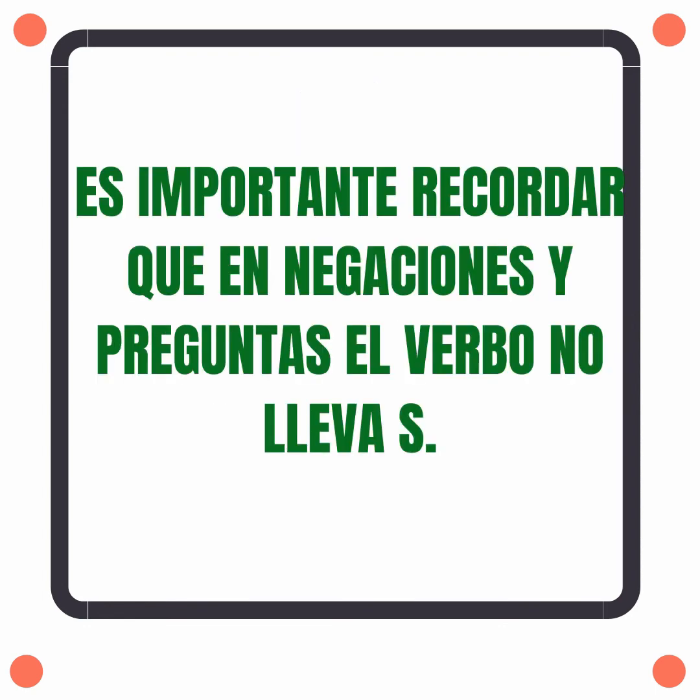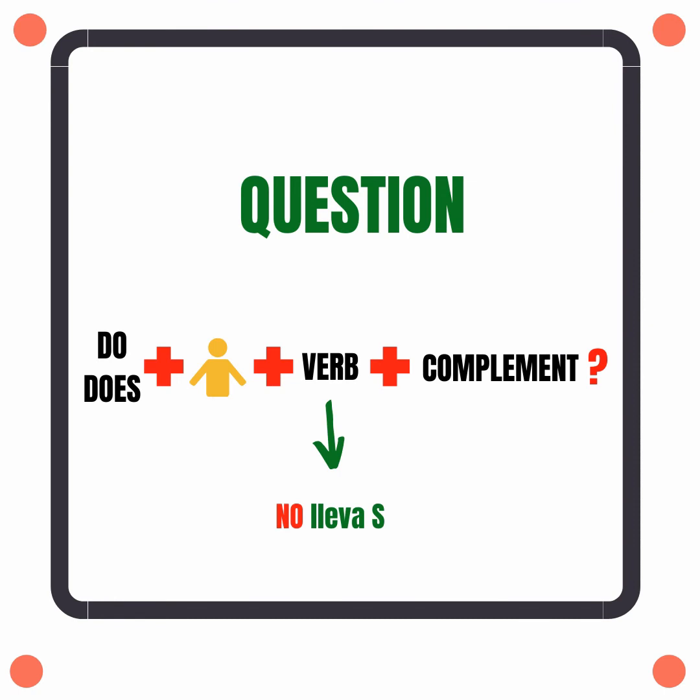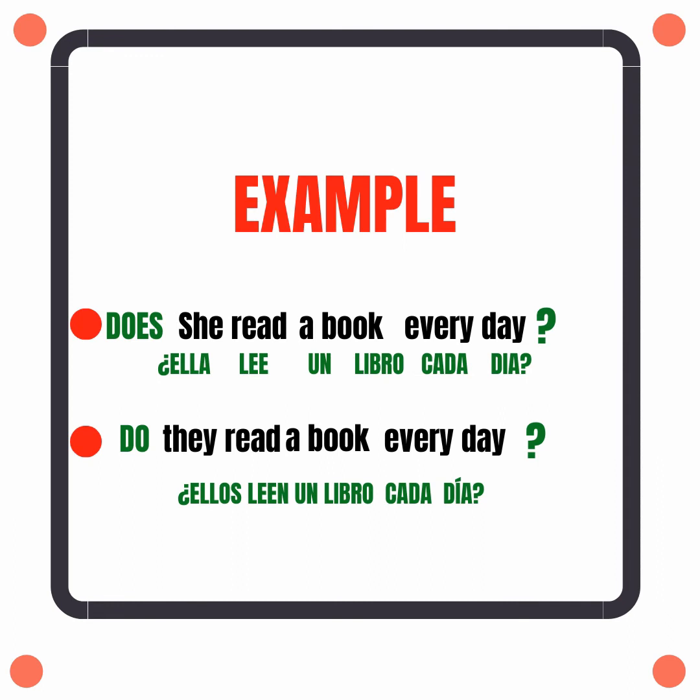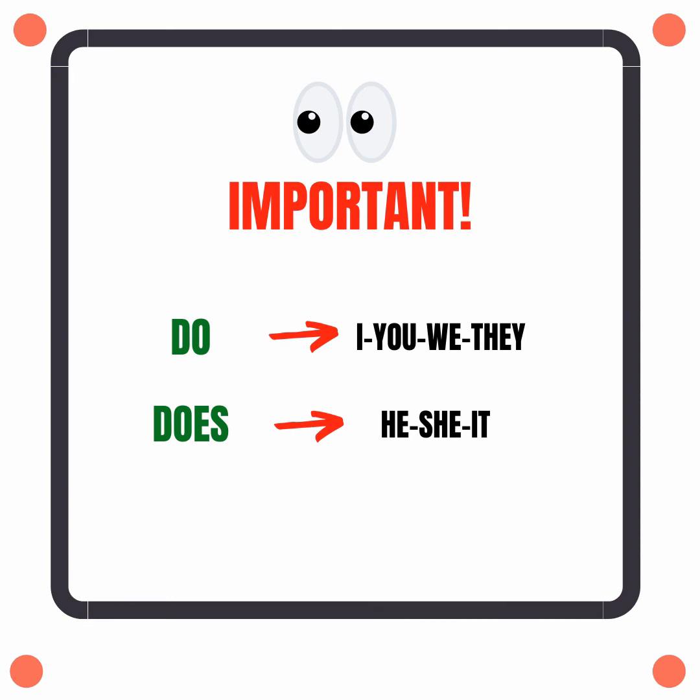It's important to remember that with negative sentences and questions, the verb doesn't add S at the end. To do a question, you have to start with los auxiliares do or does, subject, verb, and complement. Es importante recordar que en una pregunta el verbo tampoco lleva S. Example. Does she read a book every day? Do they read a book every day? Important. Do is used with I, you, we, they. Does is used with he, she, it.